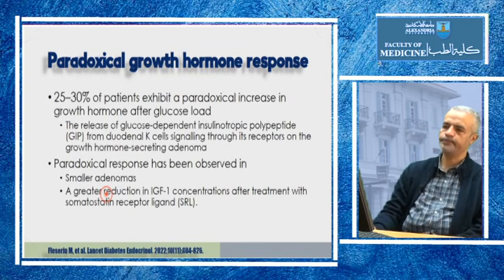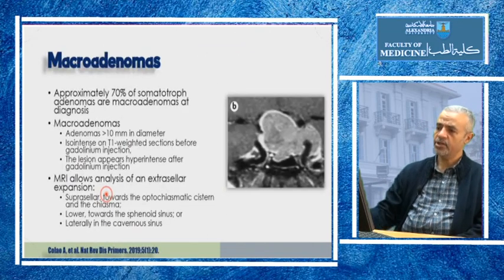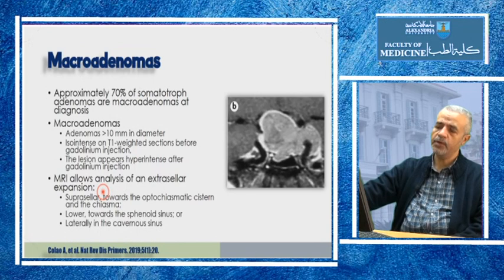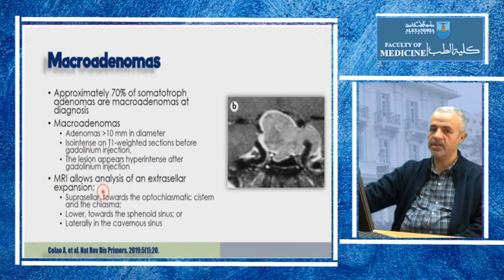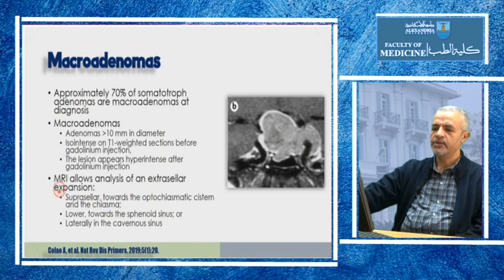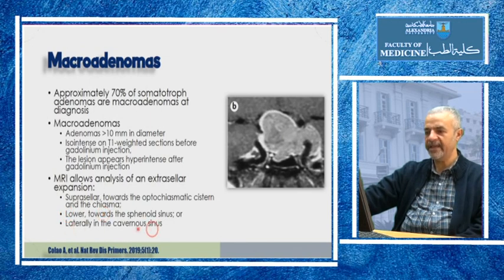About the imaging, you should expect one of 3 or 4 imaging phenotypes, starting with macroadenomas. The macroadenomas represent more than 70% of growth hormone secreting adenomas. They are 10 millimeters in diameter or greater, and the lesion appears hyperintense after gadolinium injection, as you can see here. So the MRI allows you to assess the suprasellar extension, the infrasellar extension, and the lateral extension.